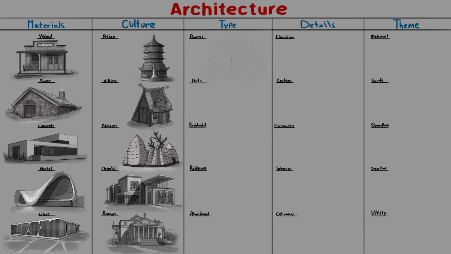Okay, so now we divided the buildings by the materials and the culture behind it. Let's divide it by the type of the building we can draw. We can draw barns, farmhouses, or any agricultural structure. We can draw huts, cabins, and small, simple, easy to erect structures.